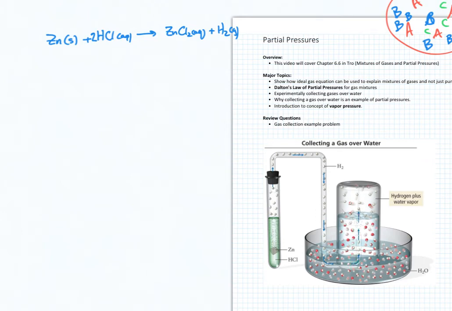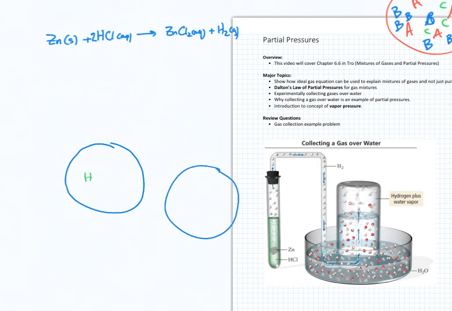Now you might be asking yourself, well, why is this a partial pressure experiment? Why is this dealing with a mixture of gas? This only generates hydrogen. That's the only gas that's being formed. Well, here's what's going on at the molecular scale. Let's take a look at one of these bubbles. Let's say this is one bubble. Let's say here's another bubble. And inside of the bubble is hydrogen gas. And obviously there would be lots of hydrogen gas molecules inside of this bubble.